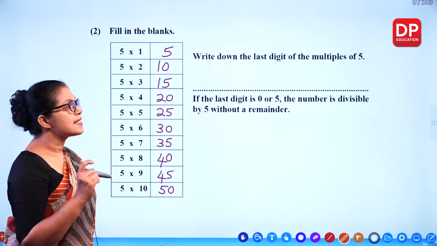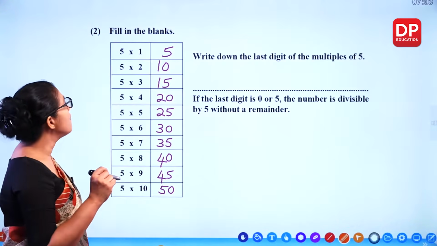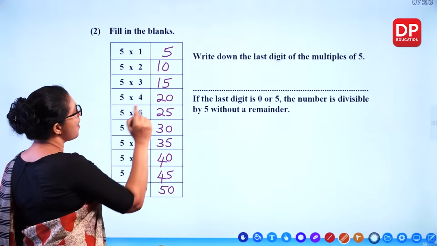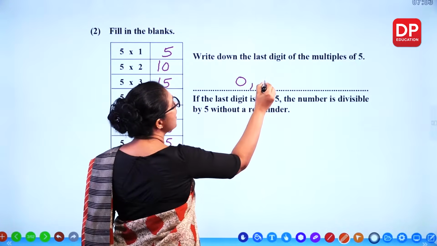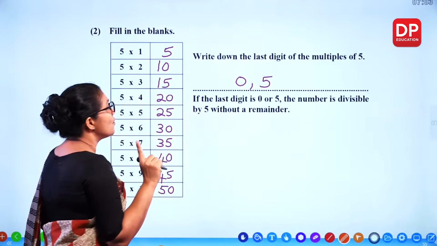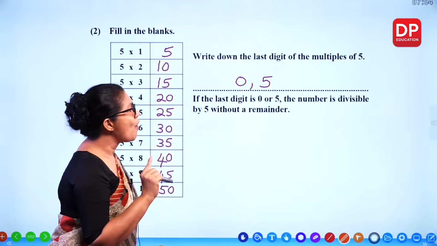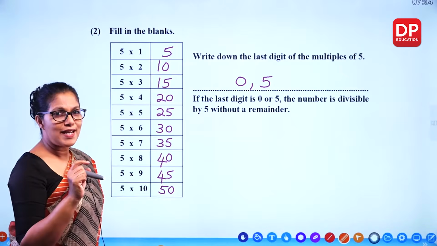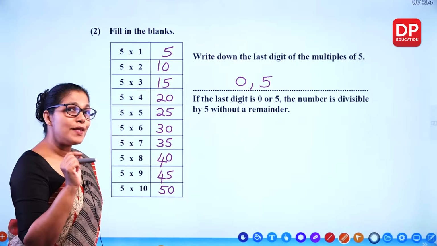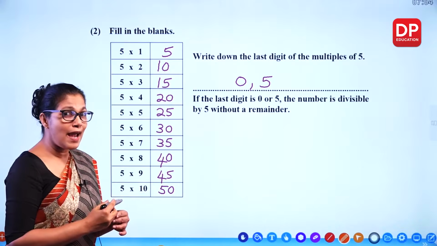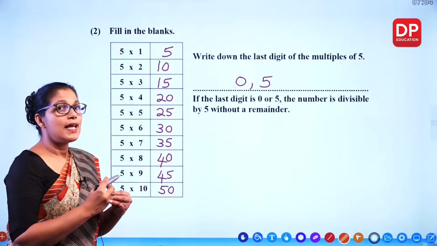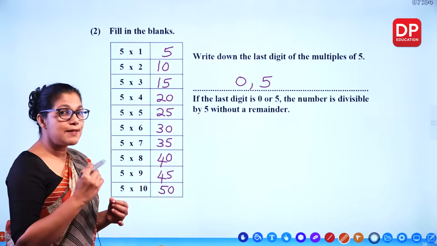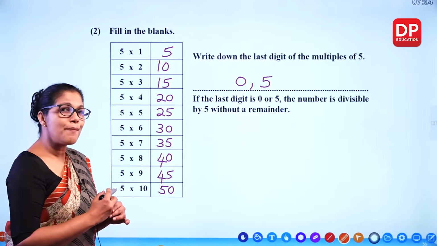Now write down the last digit of the multiples of 5. When you look at the last digit, you can see either 0 or 5. So if the last digit is 0 or 5, the number is divisible by 5 without a remainder. So how do we identify whether a number is divisible by 5? Look at the last digit. If the last digit is 0 or 5, the number is divisible by 5 without a remainder.